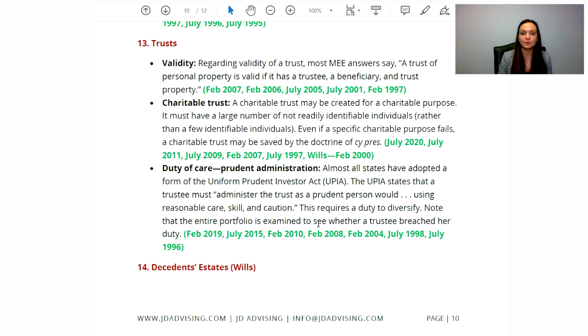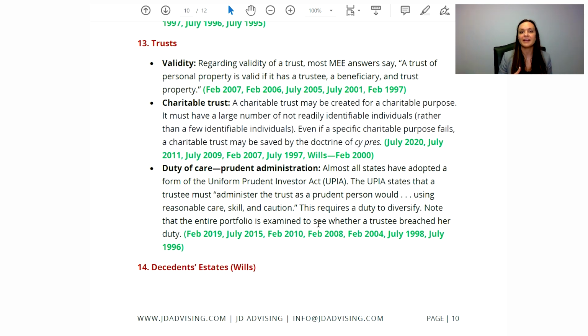So I would be familiar with the Uniform Prudent Investor Act, or the UPIA, and that's because almost all states have adopted it or some version of it, and I think that's why it makes such a nice thing to test. So this requires your trustee to administer the trust like a prudent person would. This requires them to use that reasonable care, skill, and caution. This requires a duty to diversify assets.